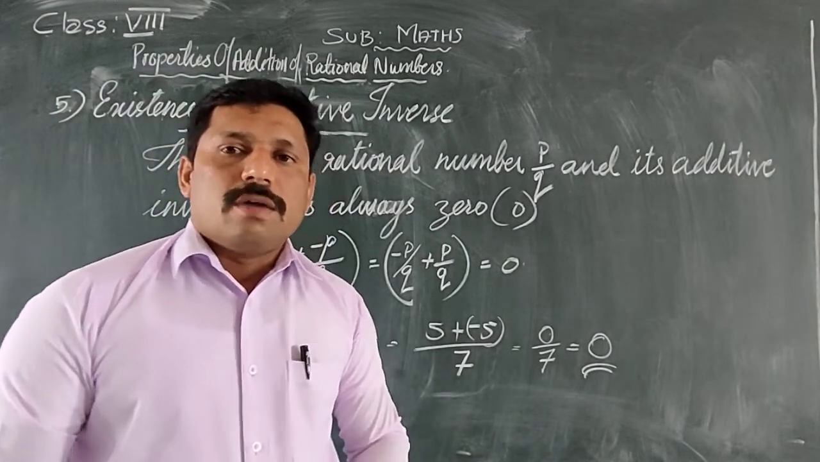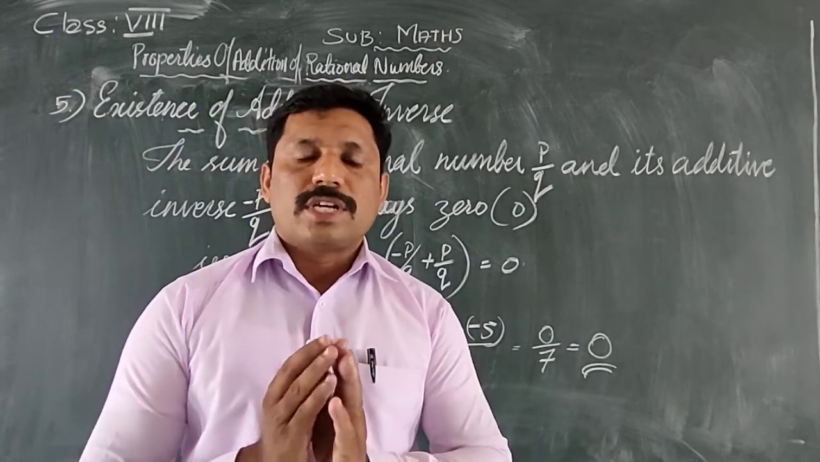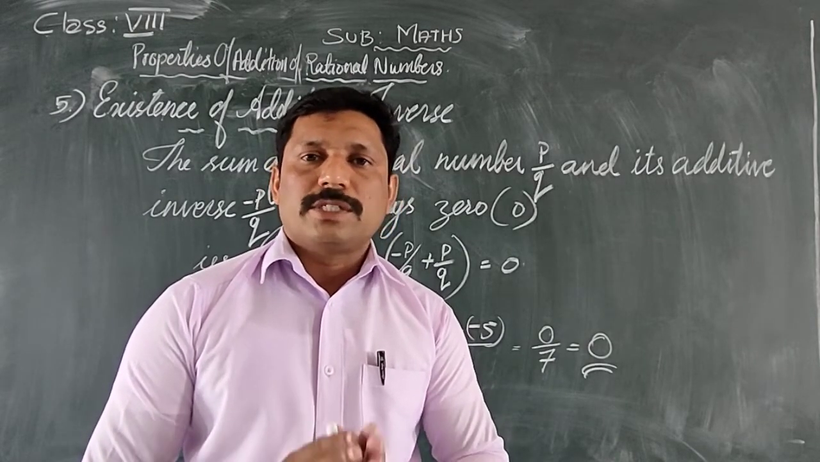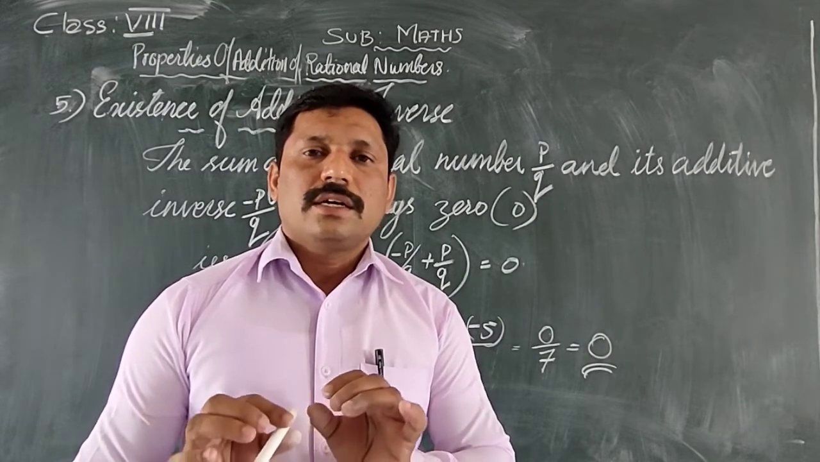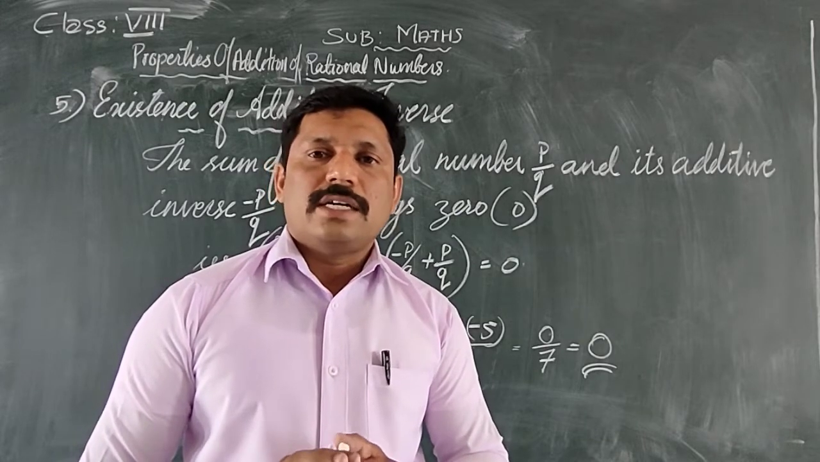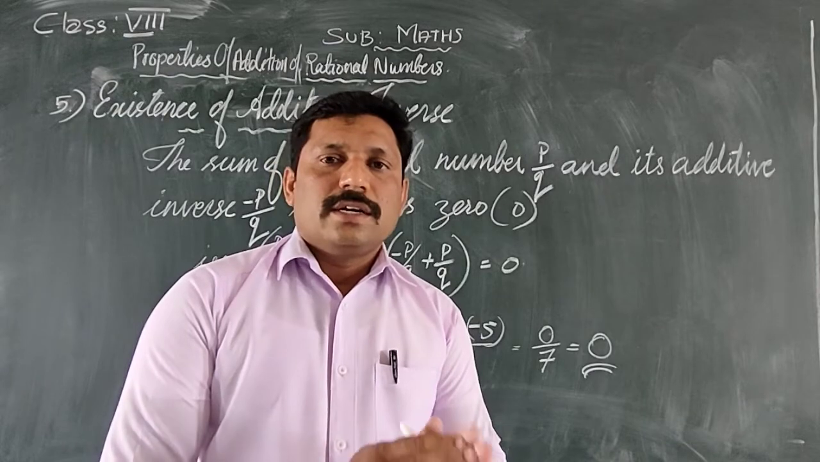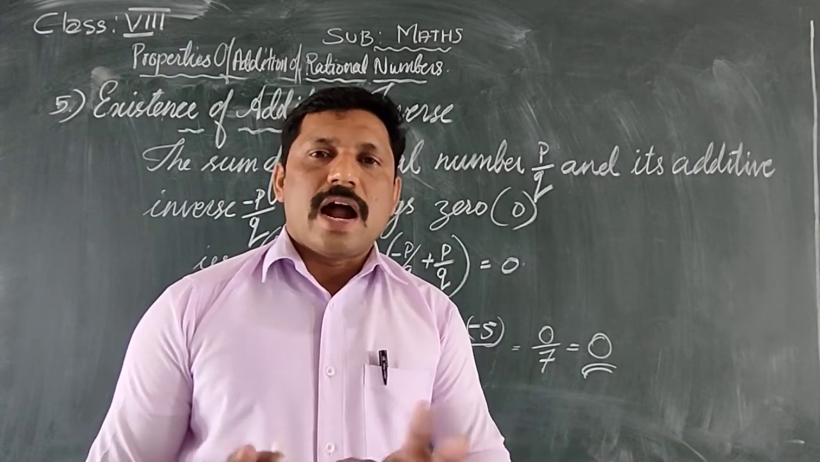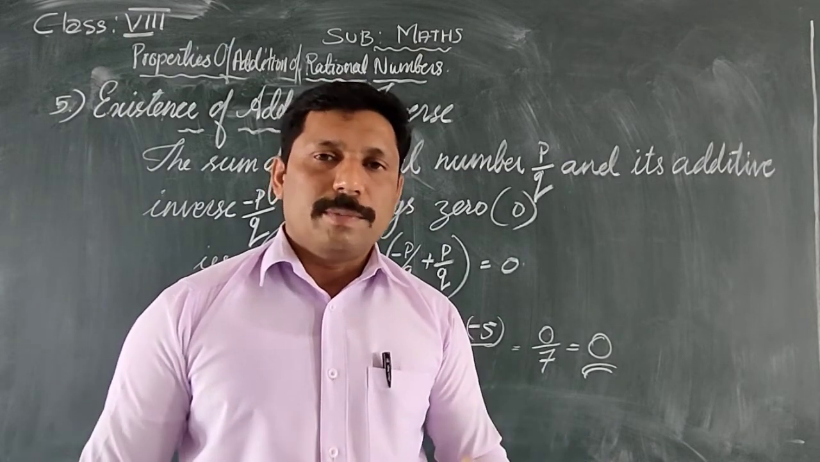So, students, almost all the properties of addition of rational numbers are over. First we studied the closure property. The closure property says that when we add two rational numbers, the result we get will also always be a rational number. The second property is the commutative property of addition of rational numbers. This property says that when we change the order of addition, it will not affect the result. We can add two rational numbers in any order and the result will be the same.